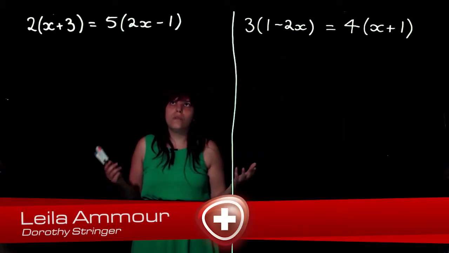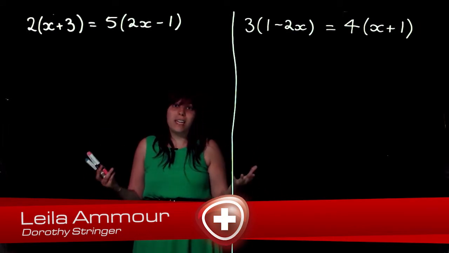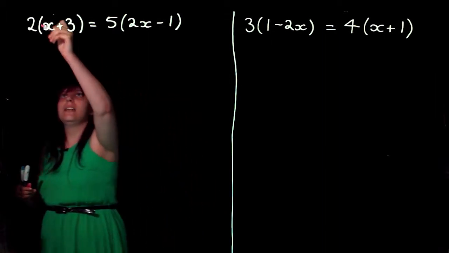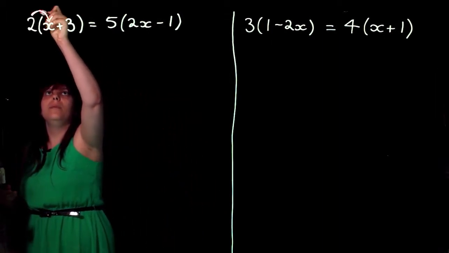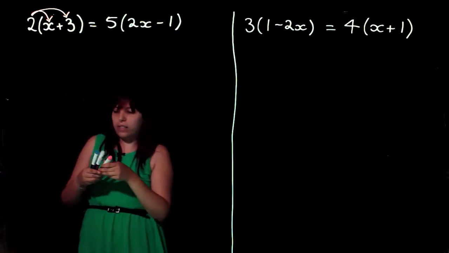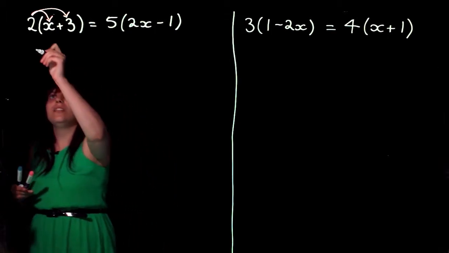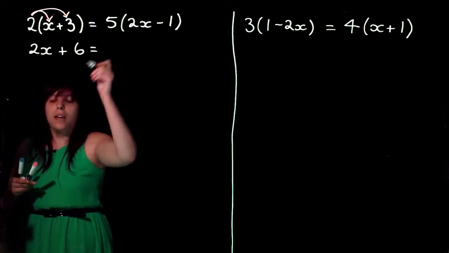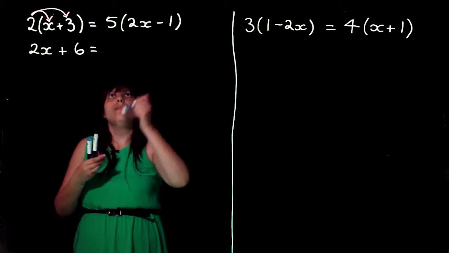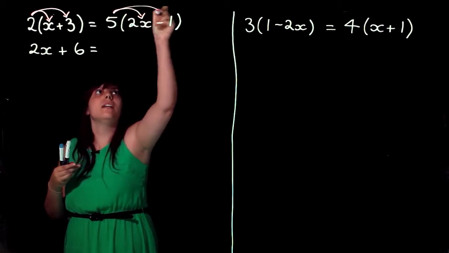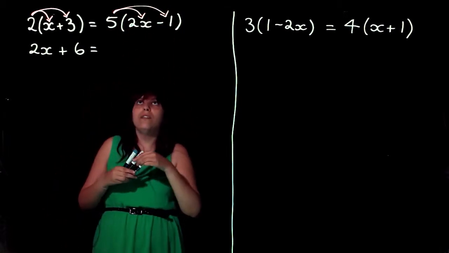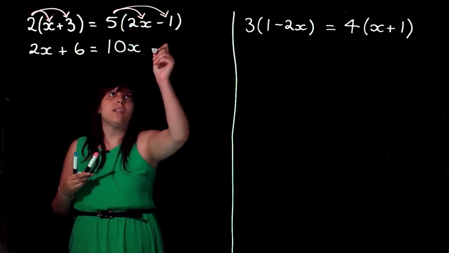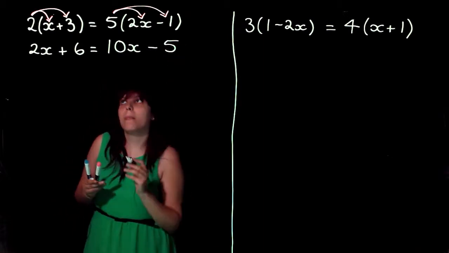Now we're going to solve linear equations with brackets and x's on both sides. So the first thing we need to do, in my first example, is expand both sides. So 2 times x is 2x, and 2 times 3 is plus 6. And that equals, once we've expanded this side, 5 times 2x, which is 10x, and 5 times minus 1, which was minus 5.